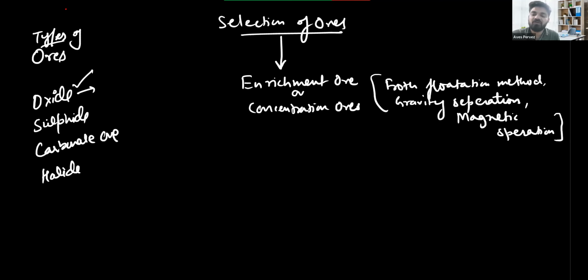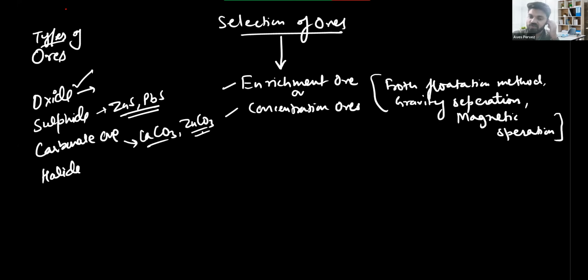Oxide is already in oxide form, and when we have removed the impurities from these types of ores, then the sulfide ore, for example ZnS, PbS, is converted into its oxide form. Similarly, the carbonate ore, like CaCO3, like ZnCO3, is also converted into its oxide form, and that is called calcination and roasting. So here we have roasting, and this one is calcination.